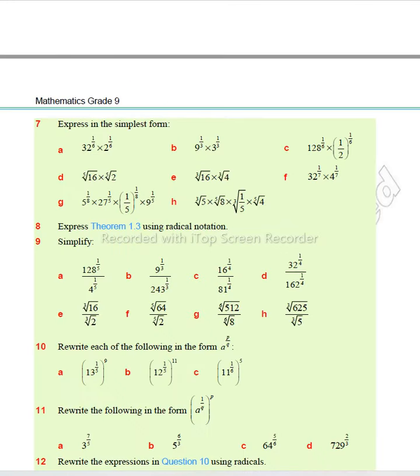So question number 7, letter A, will be done like this, and now we do question letter B.